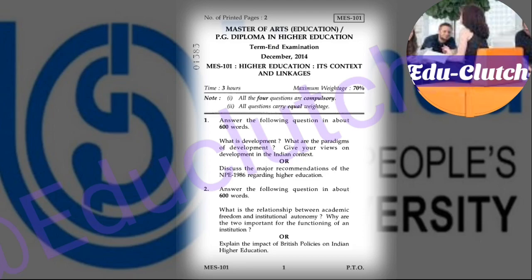Or discuss the major recommendations of NPE 1986 regarding higher education. Second question. What is the relationship between academic freedom and institutional autonomy? Why are the two important for the functioning of an institution? Or explain the impact of British policies on Indian higher education.